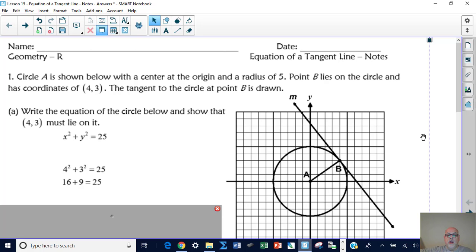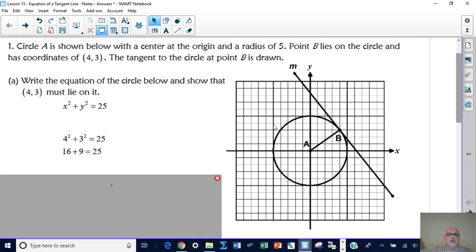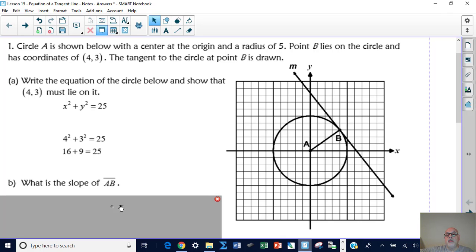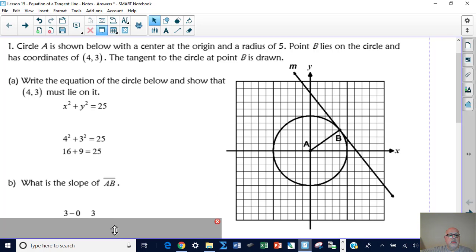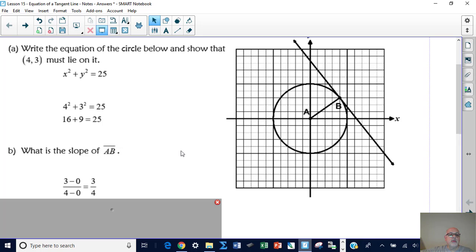Also recall that a radius and a tangent are perpendicular at the point where that tangent line touches the circle. We call that the point of tangency. So, in order to write the equation of the tangent, we have to find the slope of that radius. So, what's the slope of AB? If we count boxes, it's 3 up and 4 to the right. So, slope is 3/4. Right?